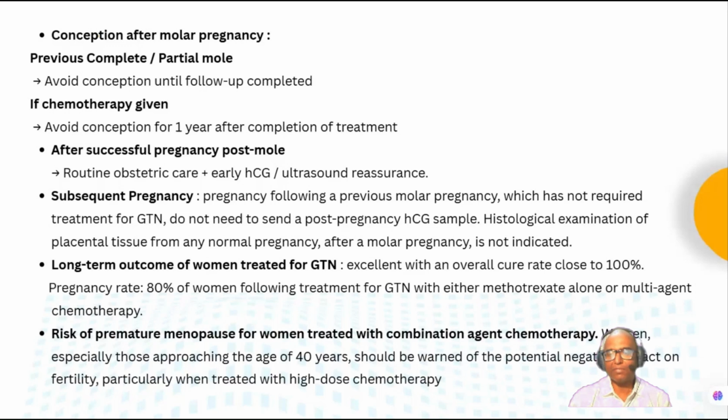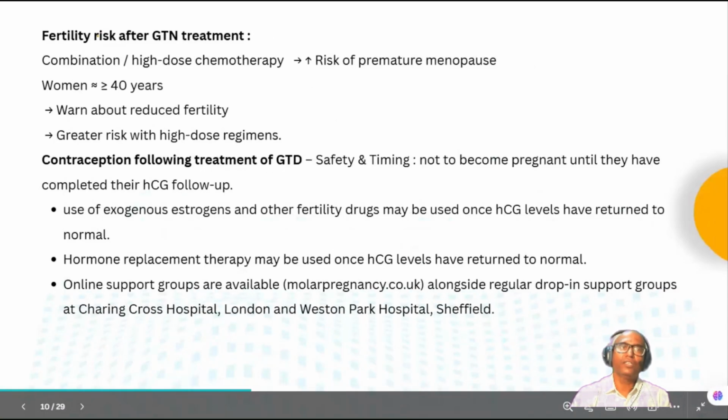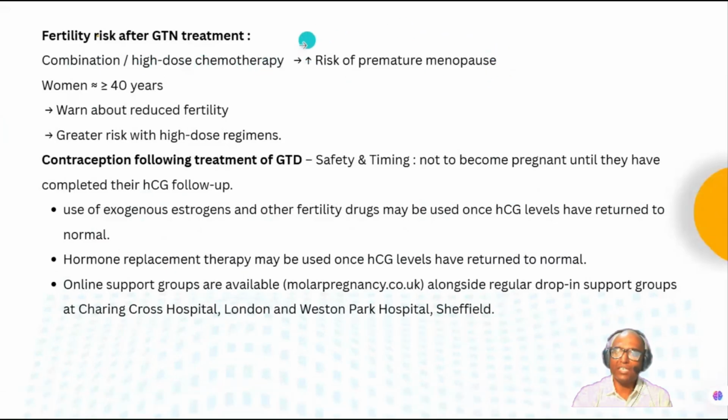So you have to explain two things to these ladies. One, they are at risk of premature menopause, and second, fertility is reduced after the age of 40 in these patients, especially those who receive combination chemotherapy. The same thing is explained here. With combination or higher dose chemotherapy, the patient is at increased risk of premature menopause. Women more than 40 years, we need to warn them about reduced fertility and greater risk with high dose regimens.